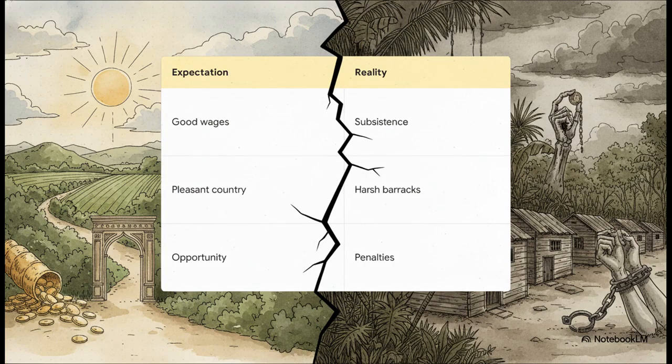As harrowing testimony from the British government's 1909 Sanderson Committee revealed, recruiting agents, known as arkatis, frequently misrepresented the conditions. Workers were sold on the promise of good wages in a pleasant country full of opportunity. What they actually found was brutal, sunrise-to-sunset plantation work, wages that barely kept them alive, housing in harsh barracks scarcely better than slave quarters, and strict criminal penalties if they broke their contracts.